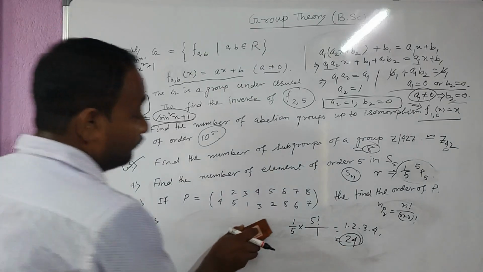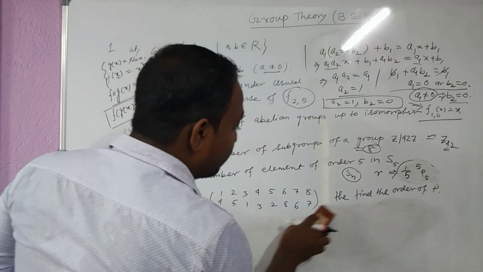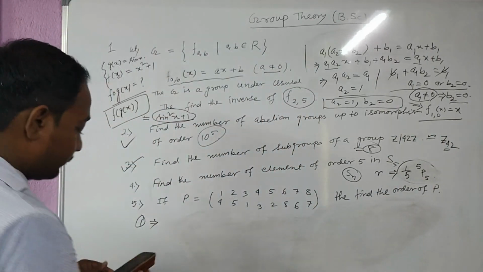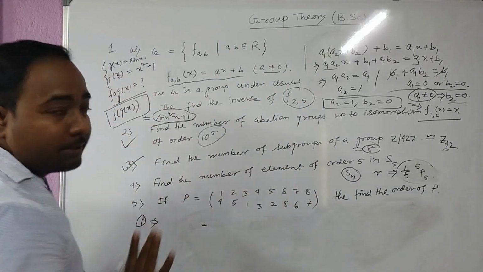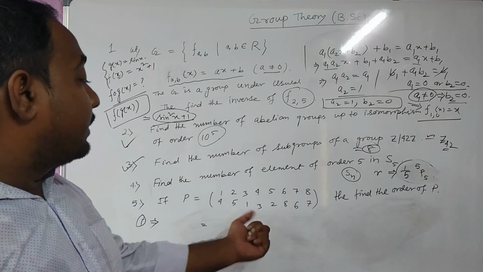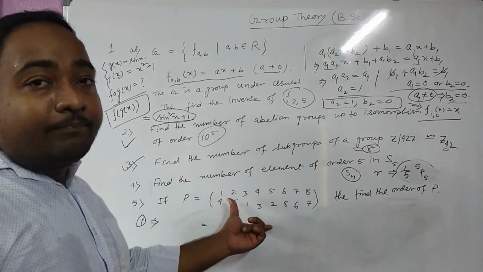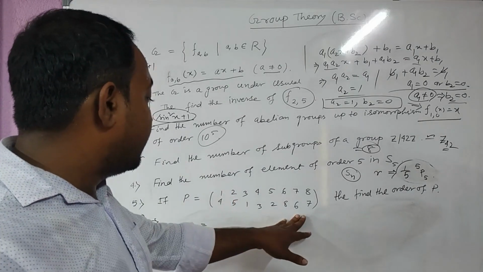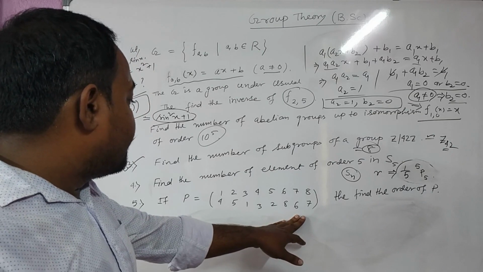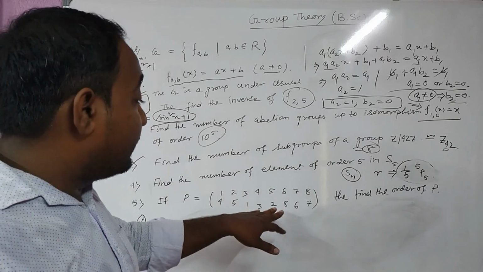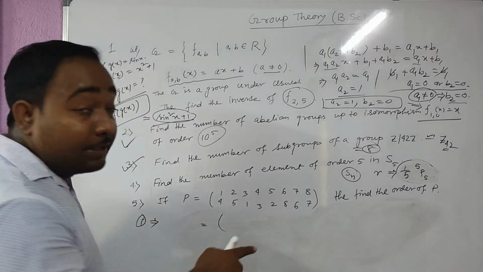Now the last one. So my last question is, this is the last question. P equals this. You all see that the given problem is related to the symmetric group, permutations, and this is a permutation. So you need to first rewrite this in disjoint cycles. So let's try to rewrite it in disjoint cycles.